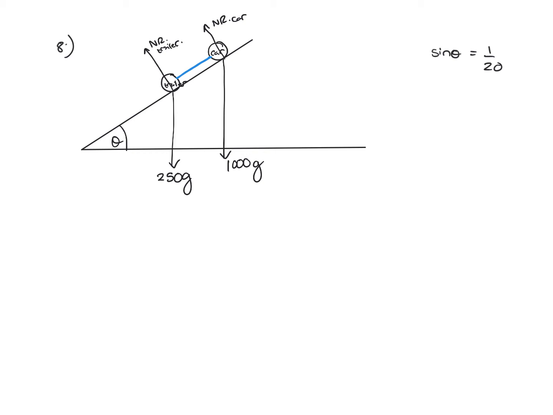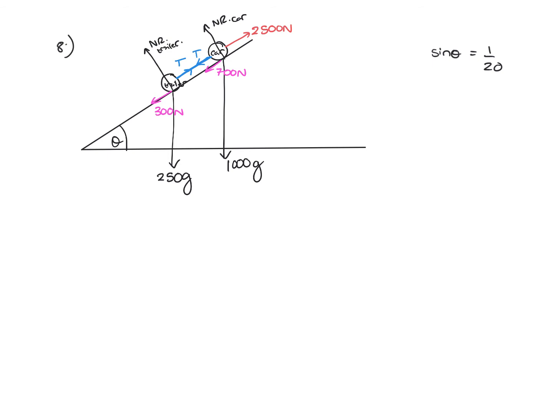Now, the driving force of the engine of the car is 2,500 newtons, and there are resistances to the motion of both the car, 700 newtons, and the trailer, 300 newtons, like so. Now, there are forces acting due to the tow bar connecting the trailer and the car. We've got a tension force here and a tension force here.